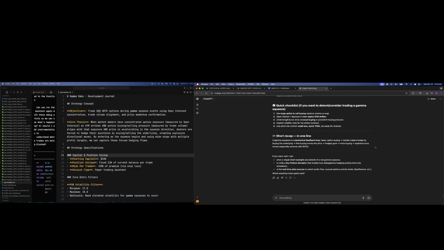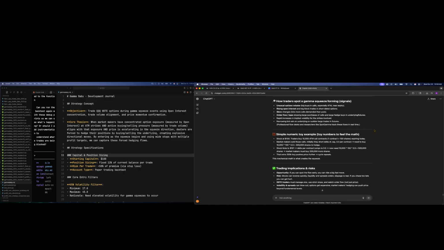A gamma squeeze is a mechanical feedback loop. Heavy option buying, right? Market makers hedge by buying the underlying, and the buying moves the price. Hedges grow, meaning more buying and more explosive moves, and those moves are directly correlated to 0DTE. Does that make sense? I know I was talking a lot. I wanted y'all to be able to understand what the gamma squeeze is, right?